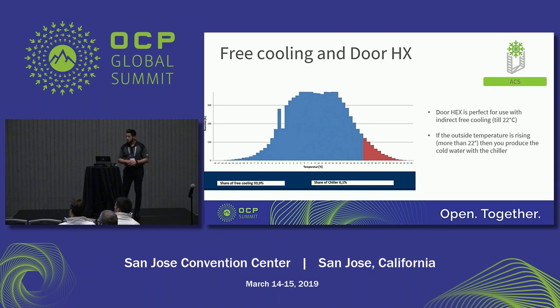On that diagram, we can see that the rear door heat exchanger is perfectly usable for indirect free cooling up to 22 degrees. If the temperature goes higher than 22 degrees, the water needs to be cooled down by the chiller.